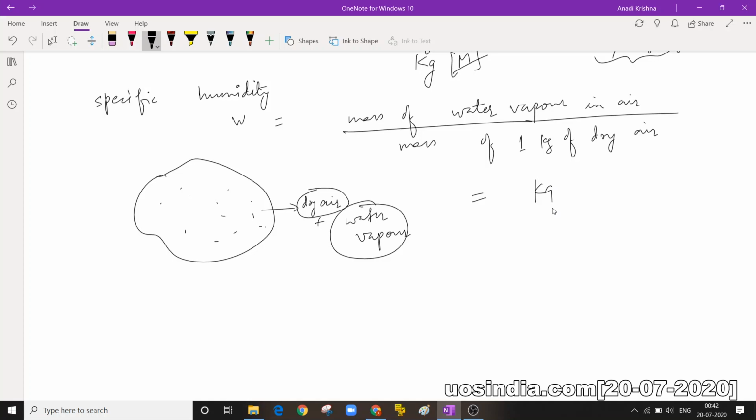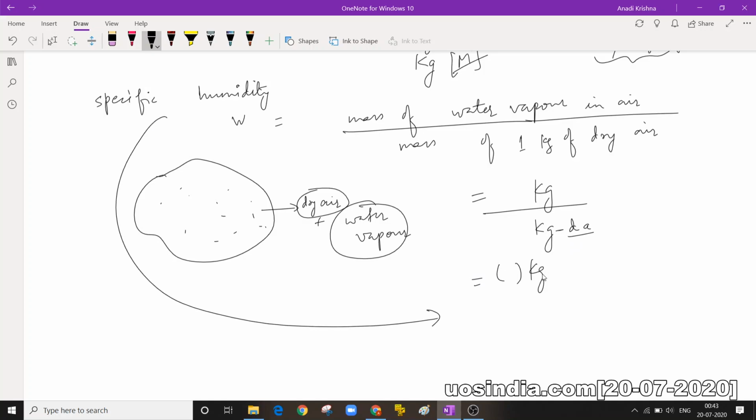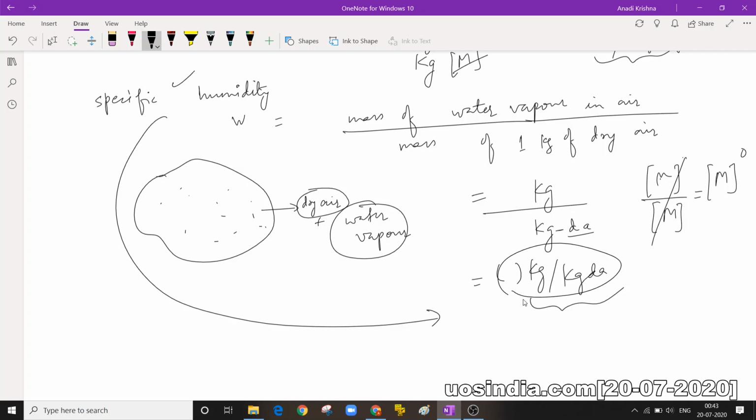So in the numerator also you will find something kg, and in the denominator also you will find something kg. But this is kg of dry air. dA means dry air. The unit of specific humidity becomes something kilogram per kg dA, per kilogram of dry air. So this becomes the standard unit. Everybody uses this unit, but the quantity is dimensionless. In the numerator also you have mass, and in the denominator also you have mass. Both will cancel out. Dimension will become 0. So this quantity is dimensionless, but this has a unit.